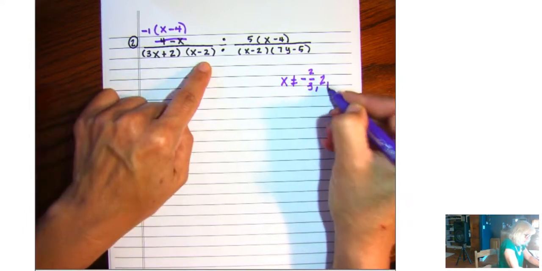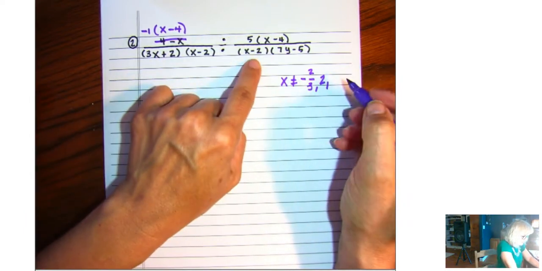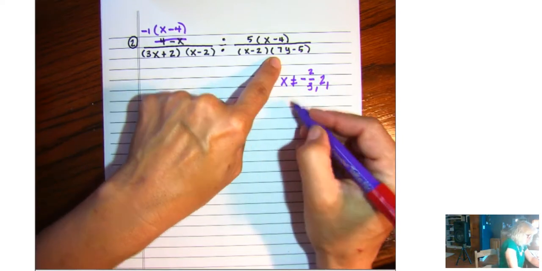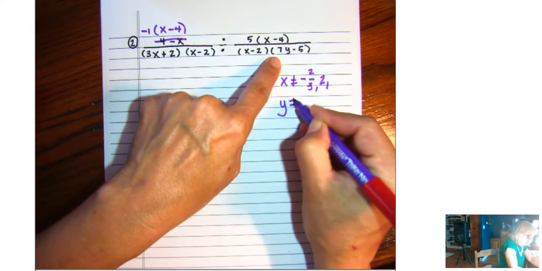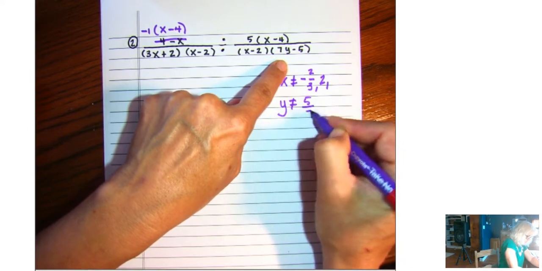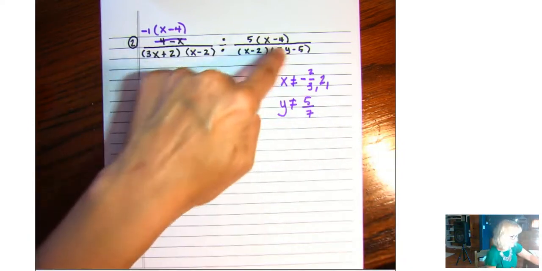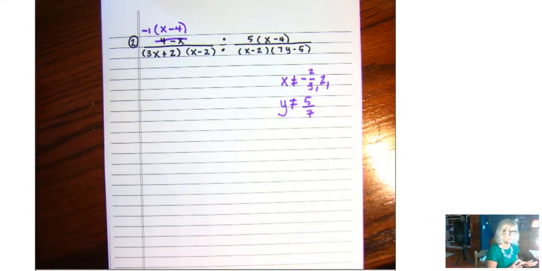X cannot equal a 2. Same, already got it right there. And I have a y, so I know that y cannot equal a positive 5/7. I know that because I set each of these little baby binomials equal to 0 and then just solve for the letter. Okay, so let's go ahead and leave, change, flip, multiply by the inverse.